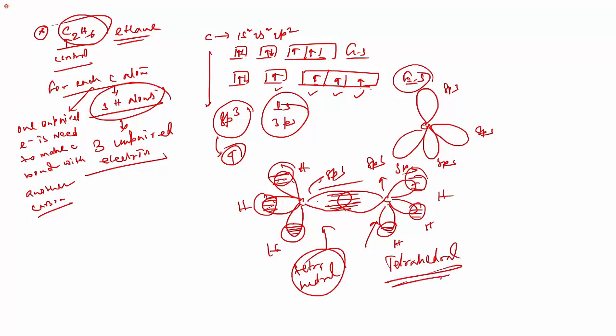Okay. So this is the case for the ethane molecule. Now for the ethylene molecule, C2H4. So this is for the C2H4. For that carbon, the configuration is 1s2, 2s2, 2p2. So this is for the ground state.